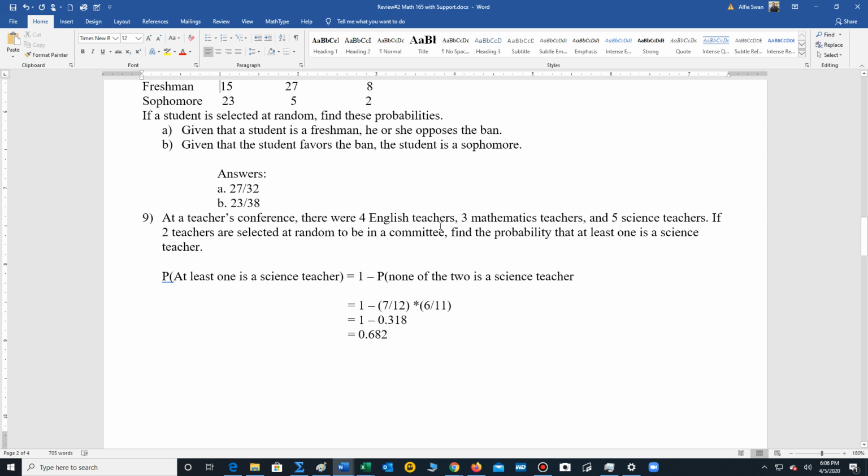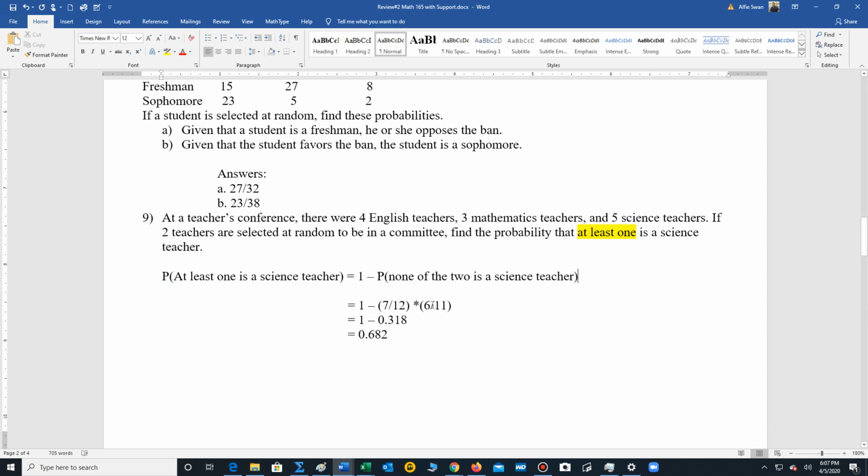Number 9, at a teachers' conference, there were 4 English teachers, 3 math teachers, and 5 science teachers. If 2 teachers are selected at random to be in a committee, find the probability, and here's our key wording here, at least one is a science teacher. Well, whenever we have the at least one wording, we use 1 minus none as a science teacher.